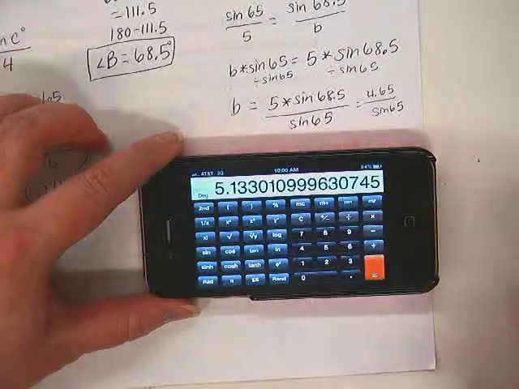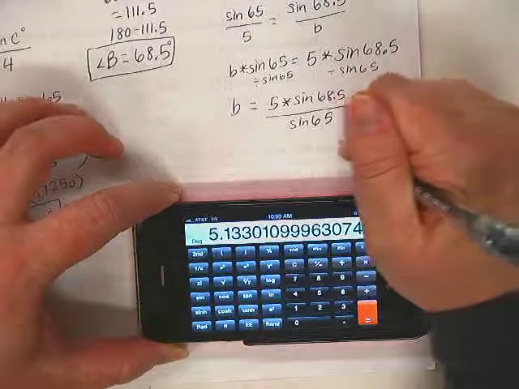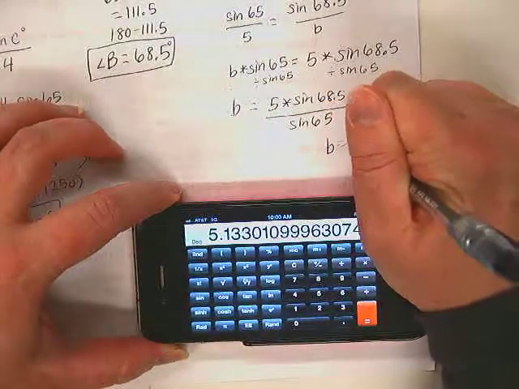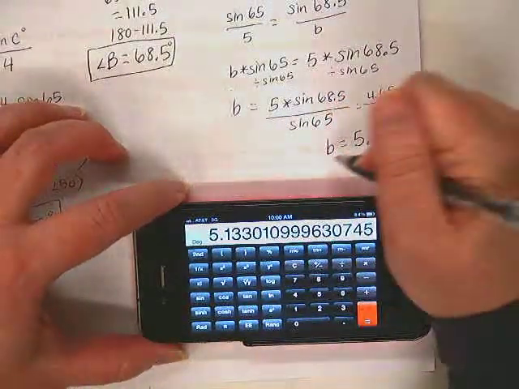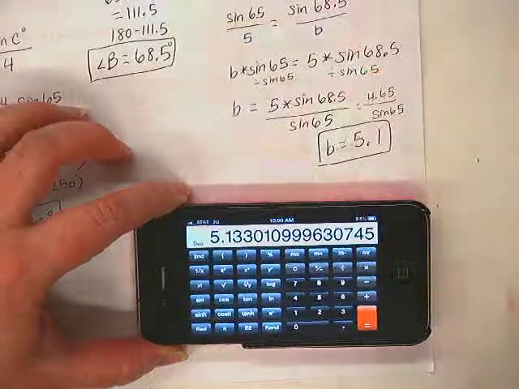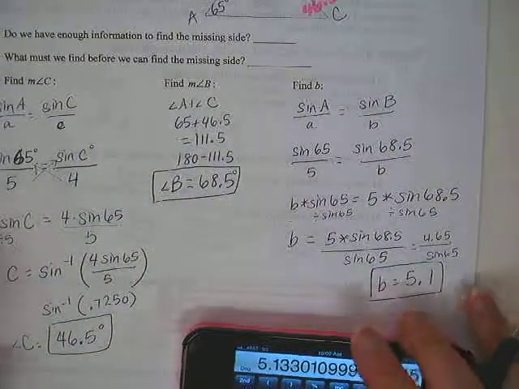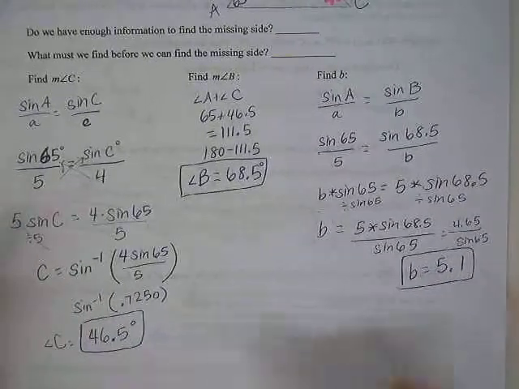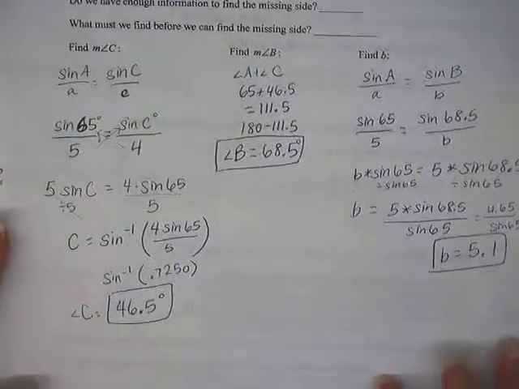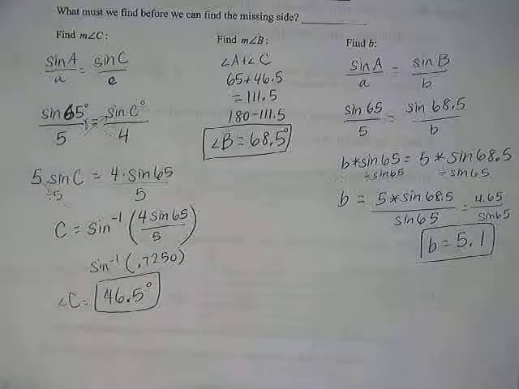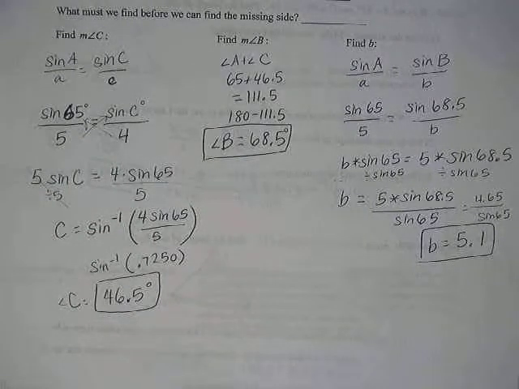But I can just keep going on the calculator. So now I hit divide, 65 sine, and then don't forget the equals. If you write that answer down, then you're not getting the right answer. You have to hit the equals. So the final answer for B is 5.1. We just solved that entire triangle. We found all of the sides.